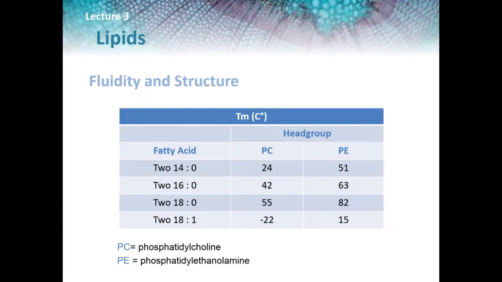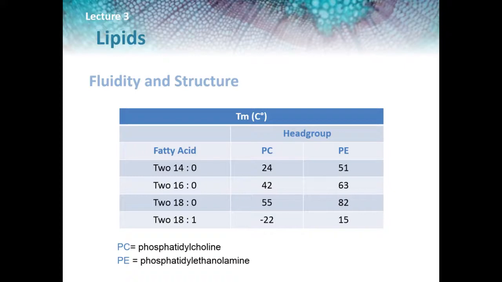In this table, we see the different melting points of lipids based on head groups, number of carbons, and presence of double bonds. You will recall that most membrane lipids are diglycerides with two fatty acid chains. Tm stands for melting temperature, or the phase transition temperature. In this instance, the melting temperature is the point where the fluid membrane solidifies into a gel. We have an example of 14, 16, and 18 carbon chains. The head groups are phosphatidylcholine, PC, and phosphatidylethanolamine, PE.